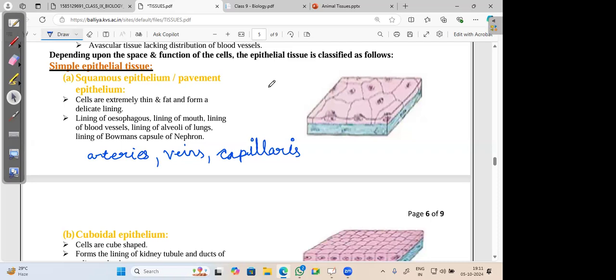So their lining, that means their coverings or inner linings, are formed with the help of squamous epithelium. Inside our mouth, the cheek cells are also made up of squamous epithelial tissue.